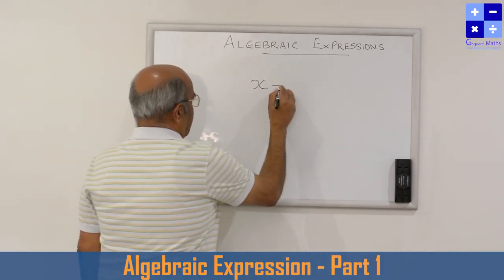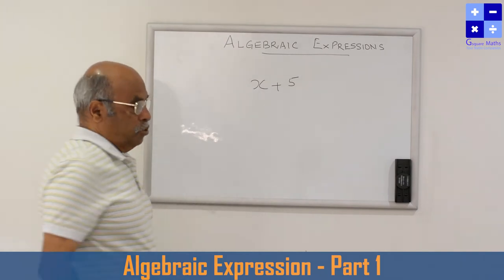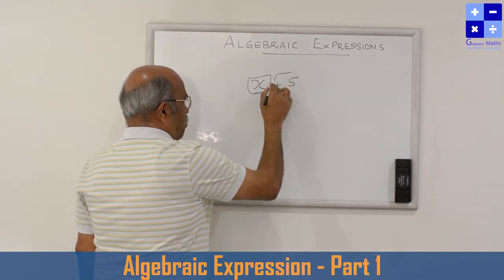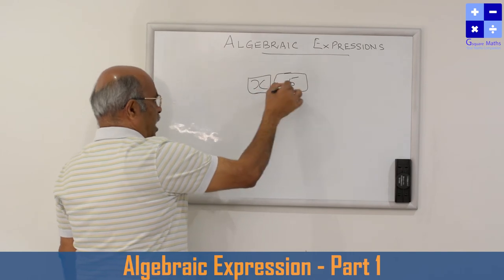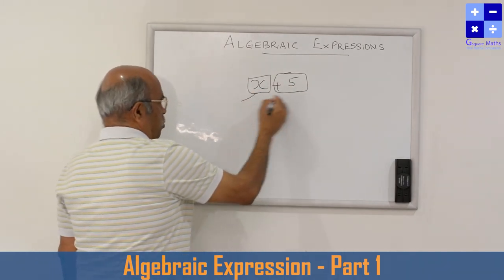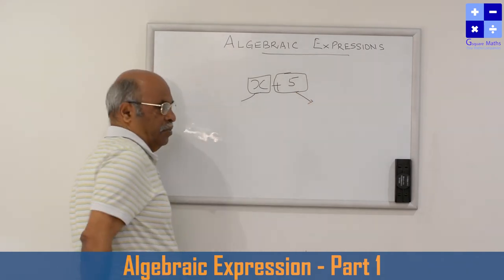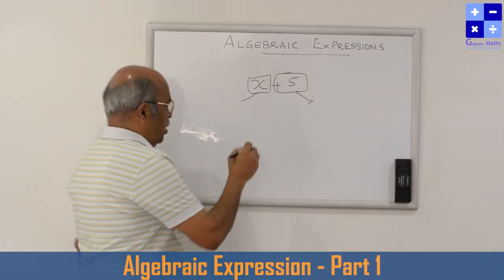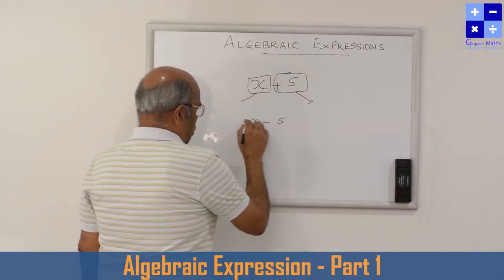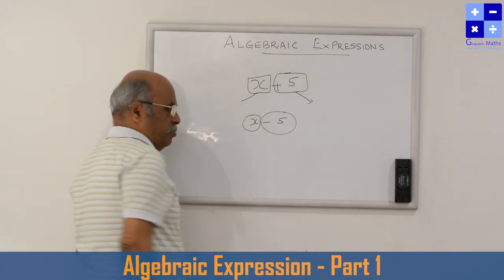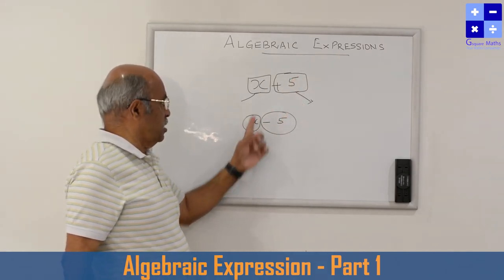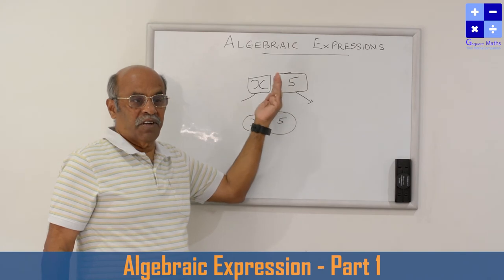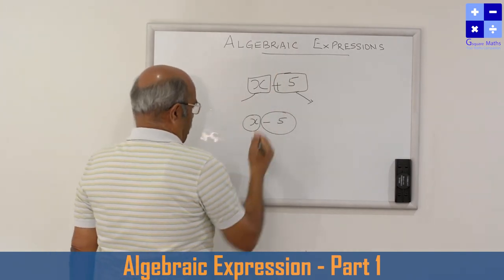For example, x plus 5. Here there are two things, x and plus 5. 5 is added to this. x is known as one term and plus 5 is known as another term. The term should be considered along with the operation in front of it. For example, x minus 5. One term is x, another term is minus 5, not 5. So the term should be considered along with the fundamental operation just in front of it, but not into, only plus or minus.